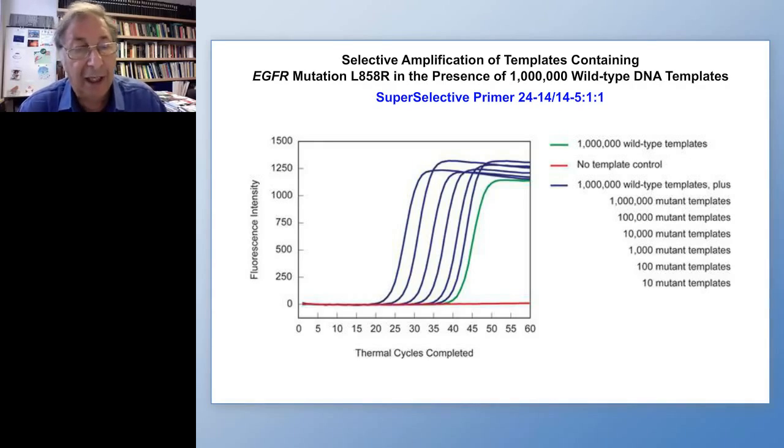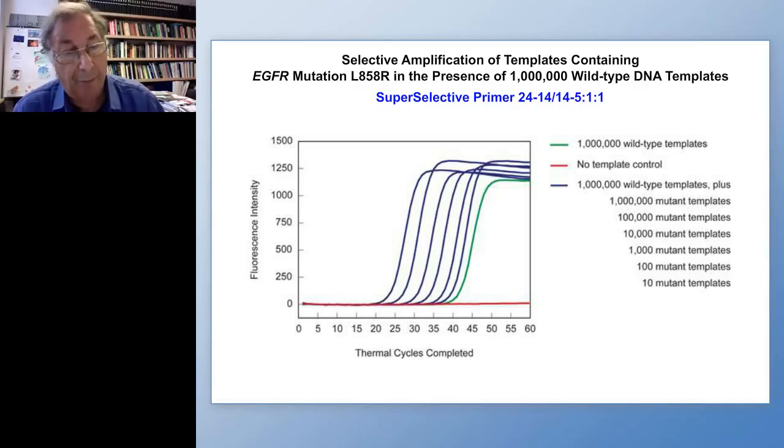Then there are 6 samples, all of which do contain 1 million wild-type template molecules, but different numbers of mutant template molecules. And what you see is every sample that contains mutant molecules, in addition to wild-type, comes up sooner. It comes up sooner because the mutant molecules are copied fairly efficiently by the superselective primers, whereas the wild-type molecules are not. Moreover, you can see that the more mutant molecules you start out with, the sooner you reach an amount that comes up above the background.